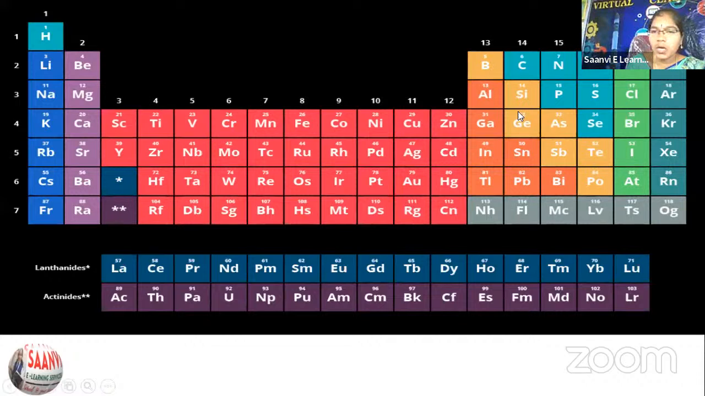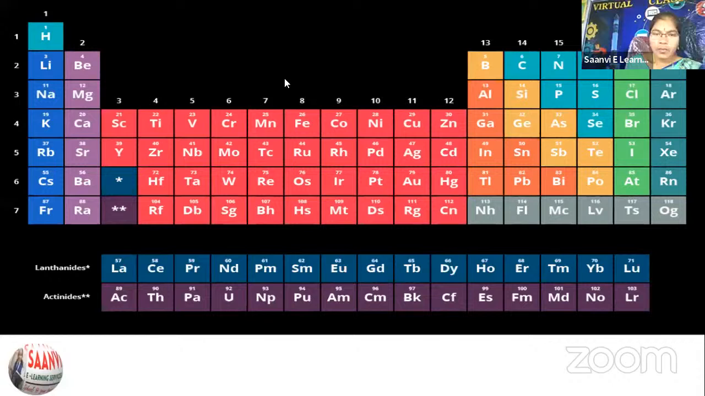And boron, silicon, germanium, arsenic, these are all metalloids. They do not have purely metal properties, they are intermediate. Some properties are metallic and some are non-metallic, in the elements boron, silicon, germanium, arsenic.